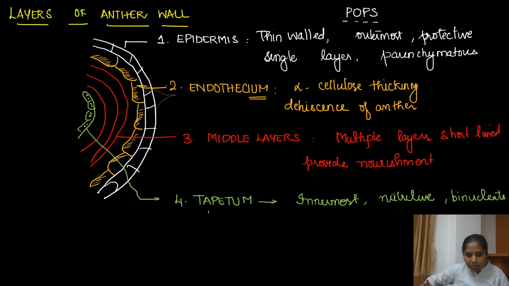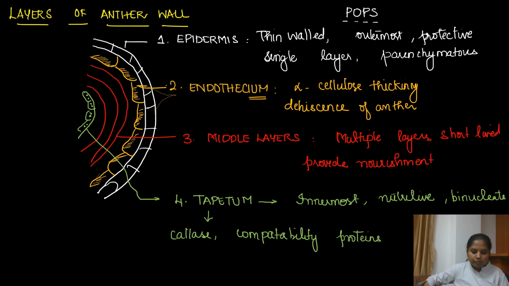This tapetum is also responsible for the production of callase, compatibility proteins, then pollen kit, and most importantly, sporopollenin. We'll discuss how these are utilized in further sessions.